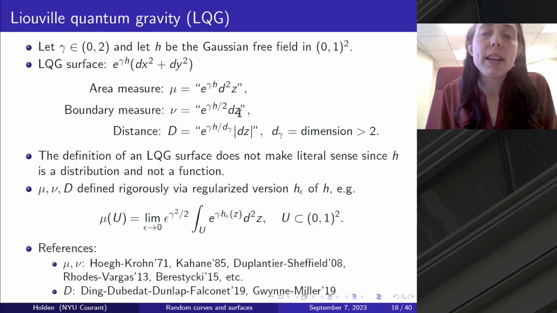It is the surface which has a length measure along its boundary, given by the standard Euclidean length measure, locally rescaled by e to the power gamma h over 2. It also comes along with a metric or distance function, which is given by the standard Euclidean distances, but locally rescaled by e to the power gamma h divided by d sub gamma. Here d sub gamma is the dimension of the surface. The exact formula for this is not known, but it is known to be a strictly increasing function of gamma, which is strictly greater than 2 for all values of gamma.